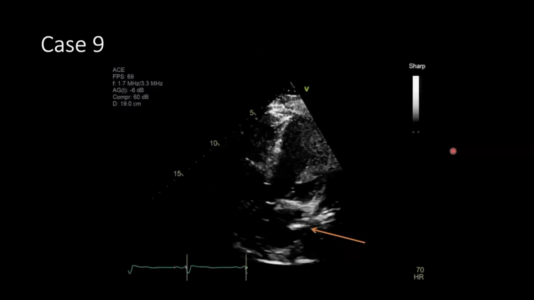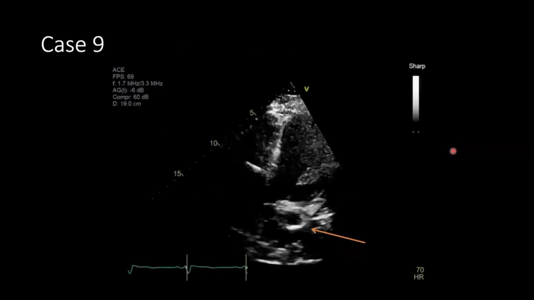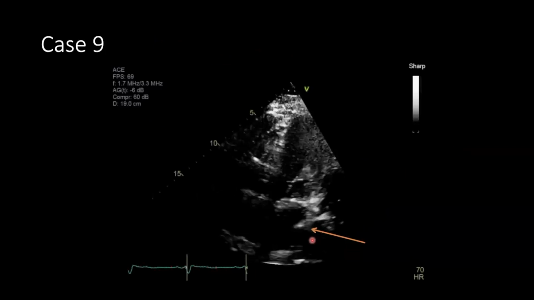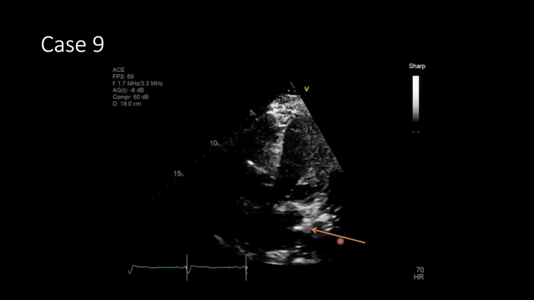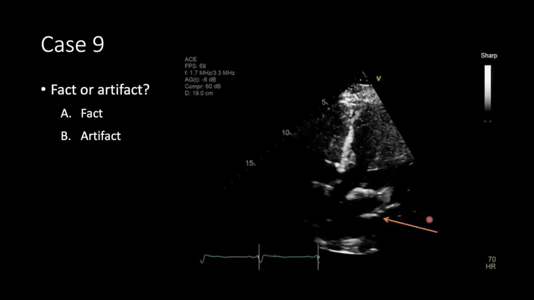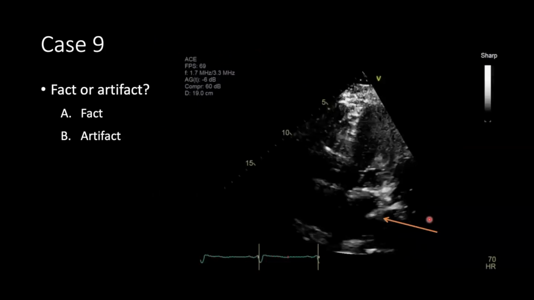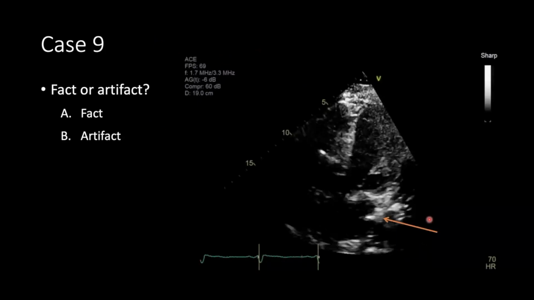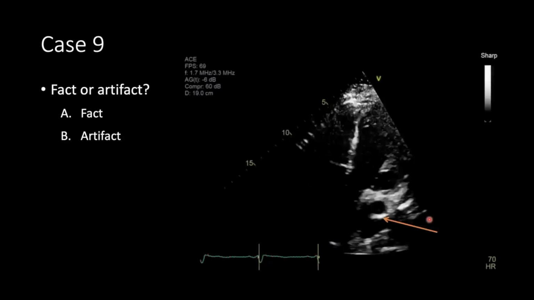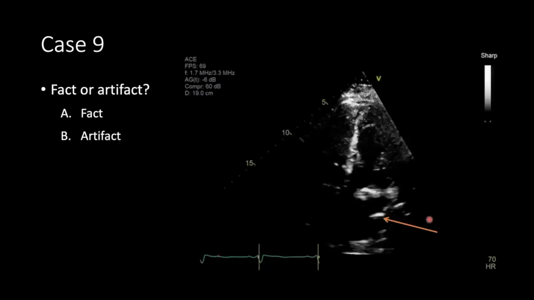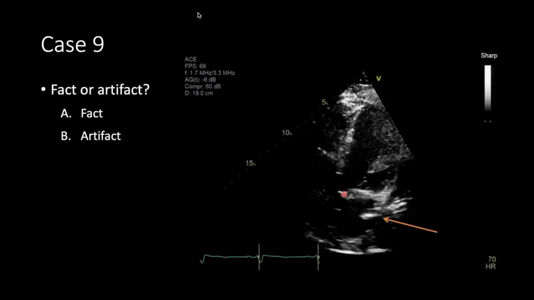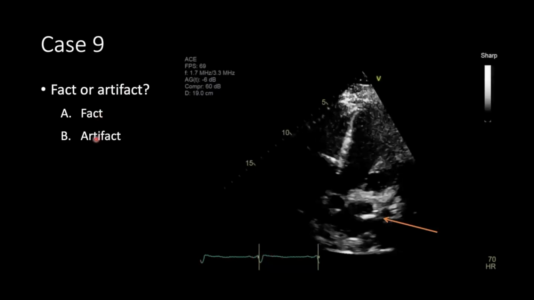So this here is an apical 4-chamber view, and what I'm interested in is that lesion there, the bright spot here. Do you guys think that's a fact? Do you think it's an artifact? Also relatively common to be seen, pretty prominent in many patients. Okay, pretty unanimously, everyone thinks it's a fact. All right, and if so, what is it?